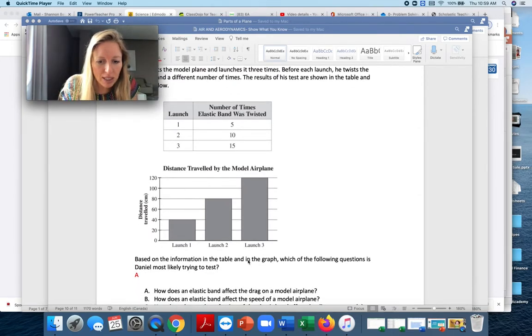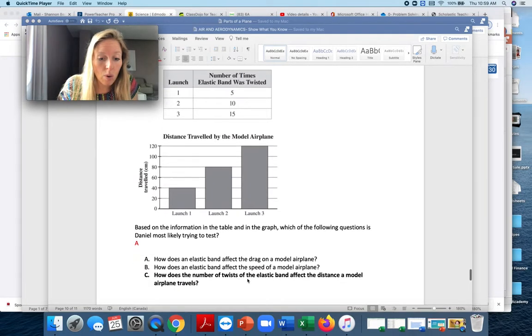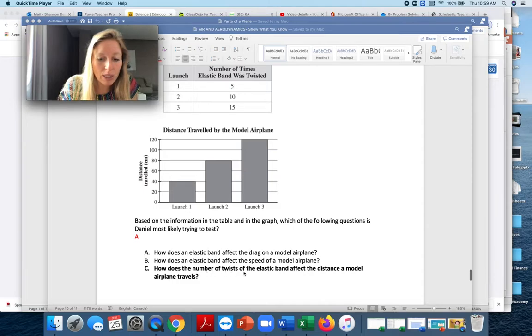Based on the information, the table, and the graph, which of the following questions would Daniel be most likely to try to test? Okay, so the answer is, how does the number of twists of an elastic band affect the distance the model airplane travels? Perfect, right? The more times you tighten this up, does it impact the distance, which is what we're measuring? So that's a great one.